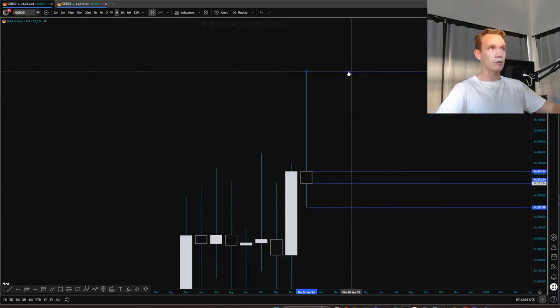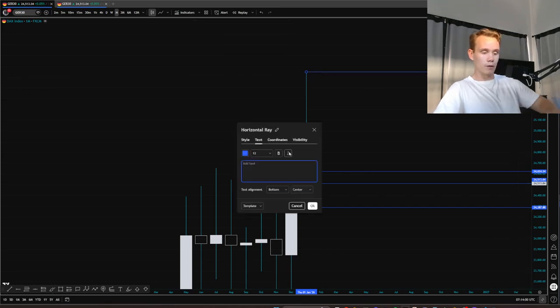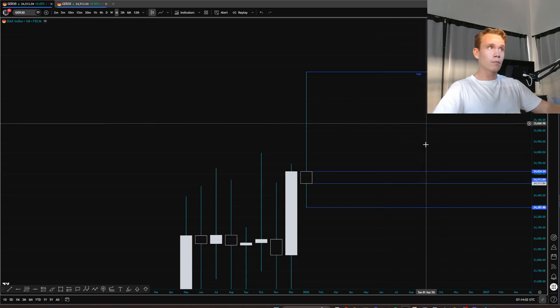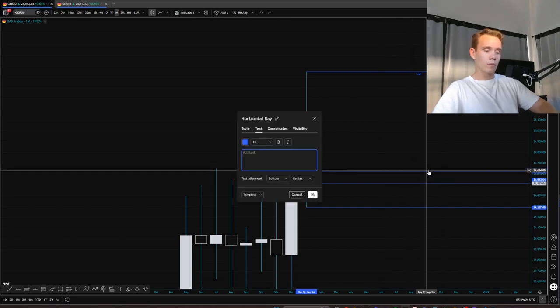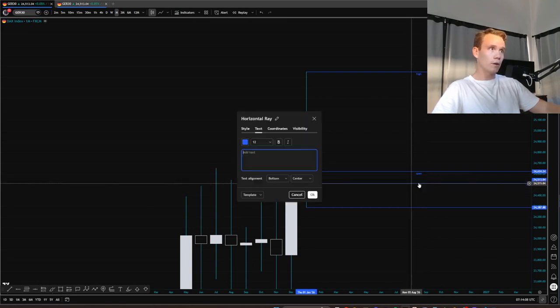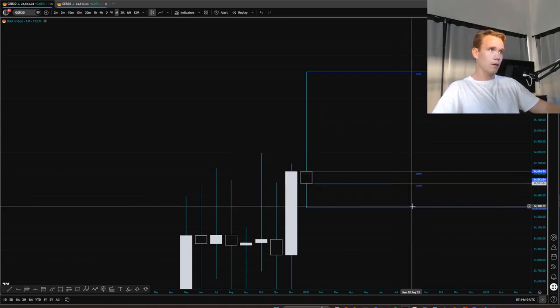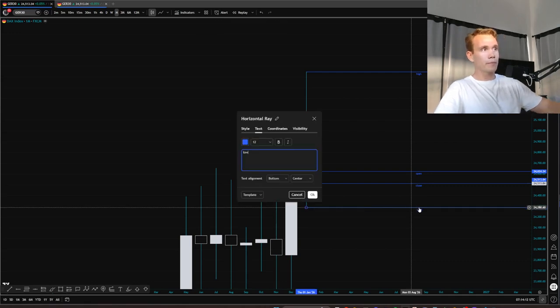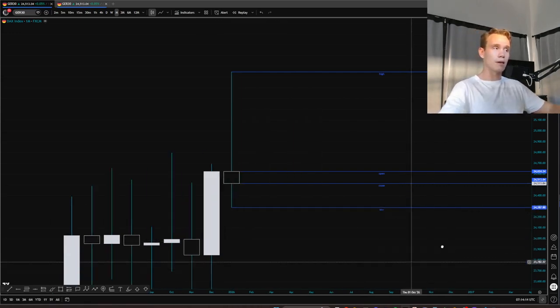So if I just quickly, can I do it like this? No. So we're going to do the high. We're going to do the open. We're going to do the close. And then we're going to do the low. So that's the Japanese candlesticks.